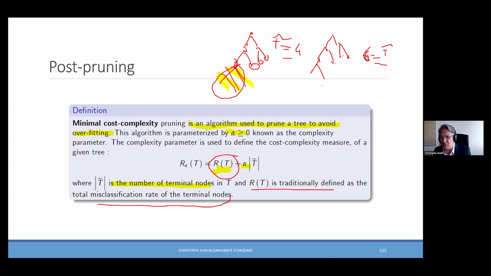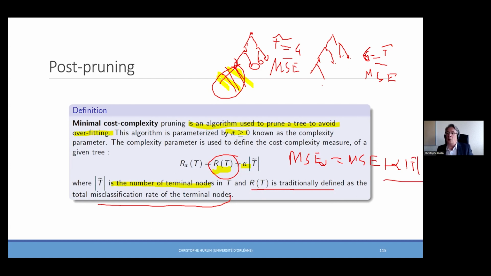Let us imagine that it is a regression model. We compare the MSE, mean squared error, of this model and the MSE of this model. And the goal is to compare the MSE alpha, which is the standard MSE of your model, plus alpha times a parameter that controls for the complexity.